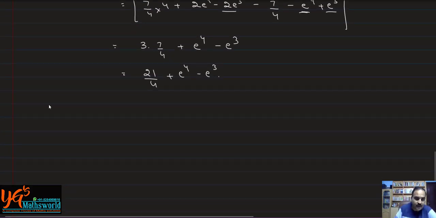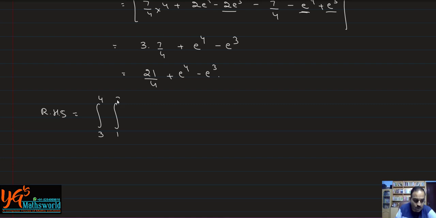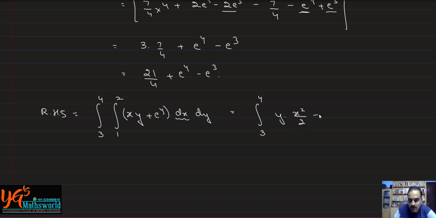Now we will take with the right hand side. Now on the right hand side, what we are having, 3 to 4, 1 to 2, xy plus e raised to power y into dx and dy. Now we have to integrate with respect to x first, keeping y constant. So this y is constant, so integration of x will be x square by 2 plus, now this is also constant, so e raised to y as it is. Now integration of 1 will be x, so within the limit 1 to 2 and dy.